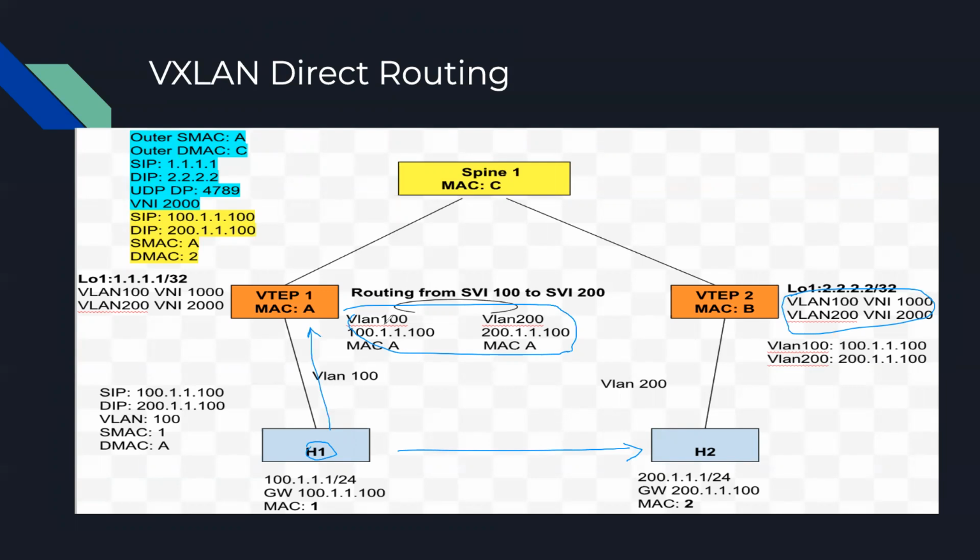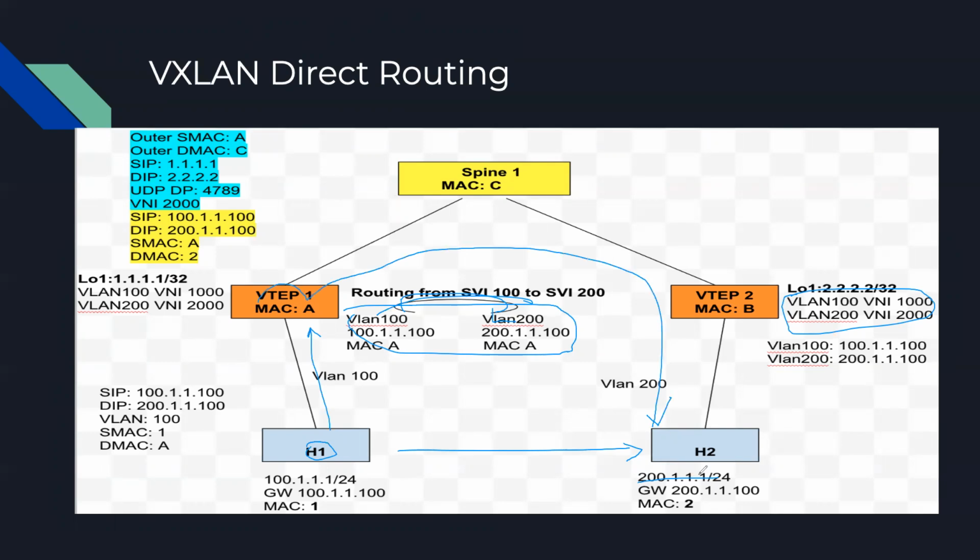First stop, it will do the routing from 100 to 200. Yes. As soon as H1 sends a packet to H2, it comes here and lands in VLAN 100. It will check the destination IP as 200.111, and it will do the routing here, from 100 to 200, and then it will bridge the traffic into VLAN 200 to the end host.